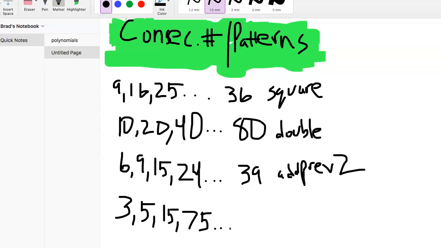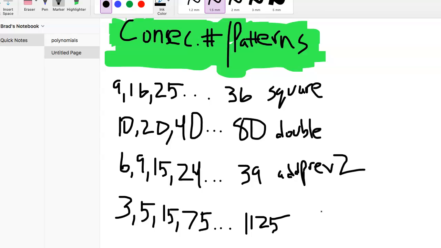Okay, so when we're looking at this, 3, 5, 15, 75. It's none of the previous three options. So you remember on the previous one, we added the previous two. Well, on this one, they're multiplying the previous two, right? So 3 times 5 is 15. 15 times 5 is 75. And then 75 times 15 is actually 1,125. Okay.